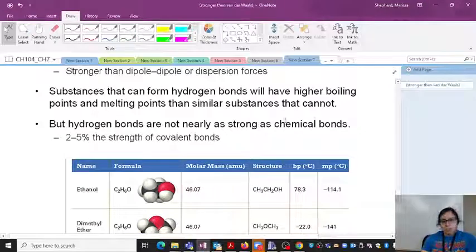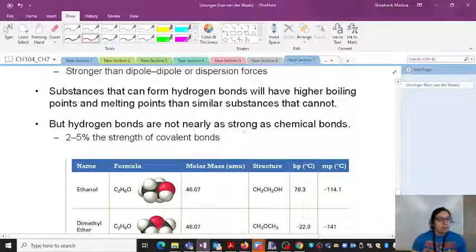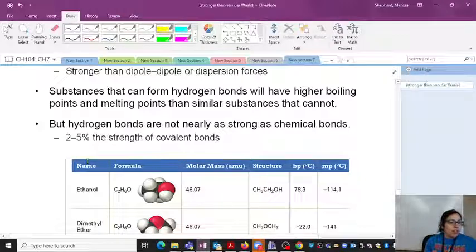And this is just emphasizing that we're coming nowhere near the strength of chemical bonds. So even though we're emphasizing how strong this hydrogen bonding is, it is still only 2 to 5% the strength of a covalent bond.